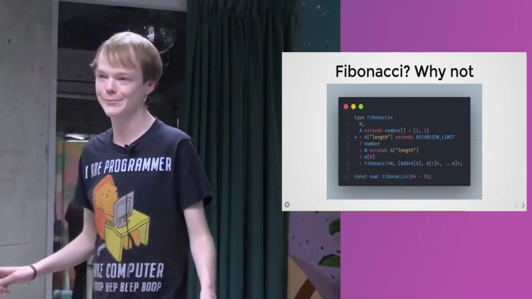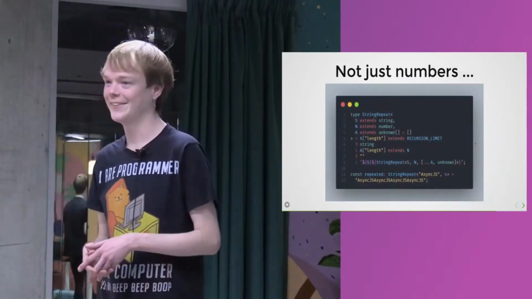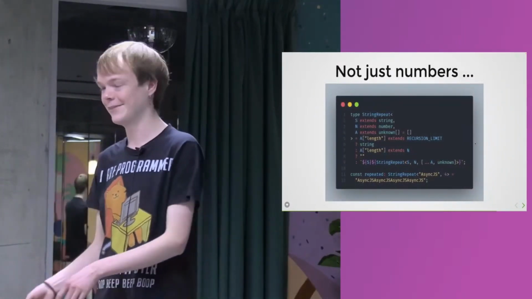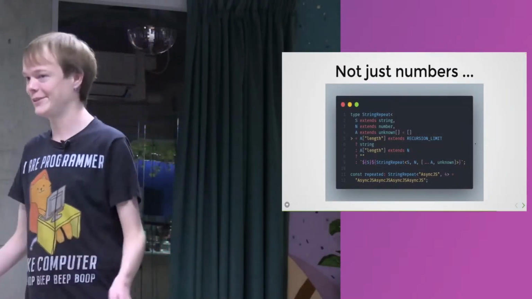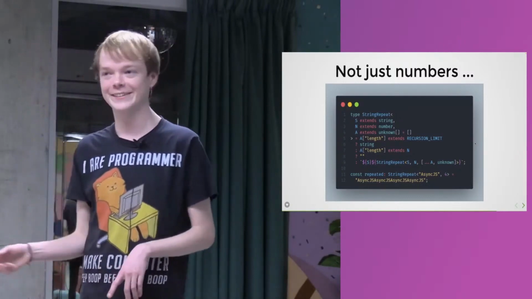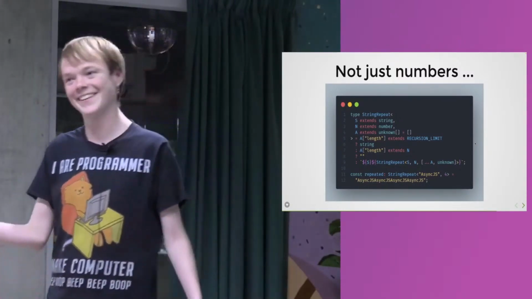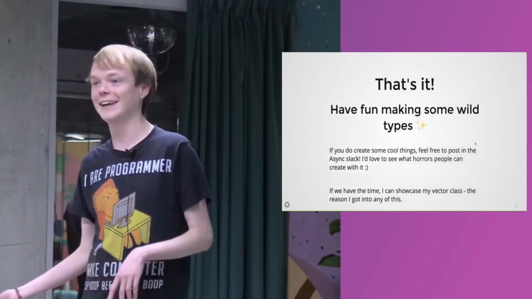But we don't have to stop there. We can do it with strings. So now there is a string repeat, so you can do as many strings as you want. And again, this is all type checked. You can only have async.js repeated 4 times. That's the only thing that is accepted.